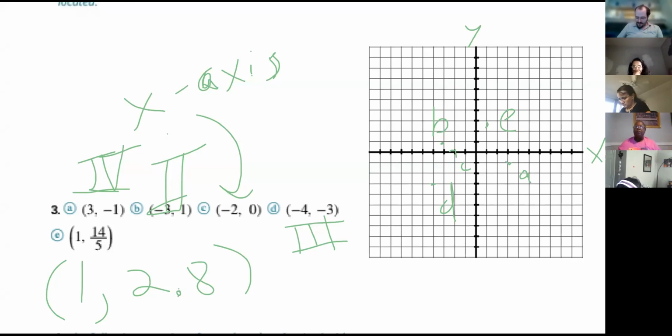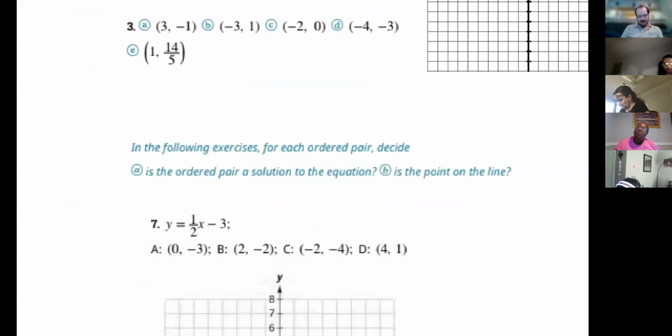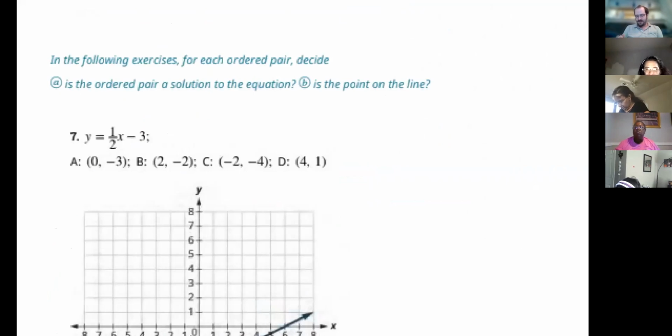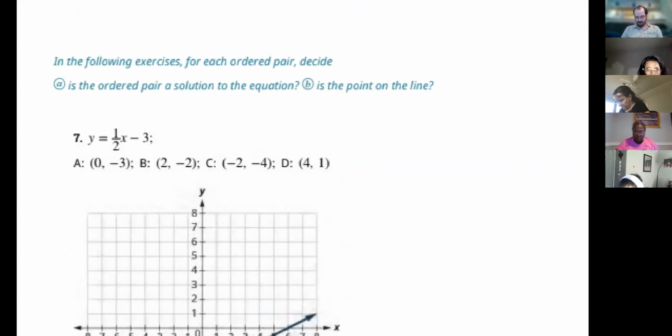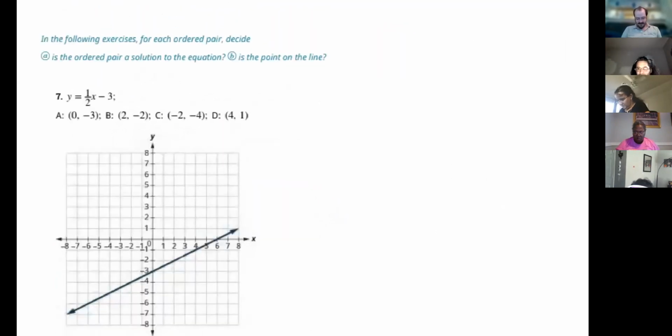Questions about this one before we move on? Okay. All right, what was the next? 7? Yes. Is it a solution to the equation? And then is the point on the line? So there are 2 questions. I think I'll start with probably answering them both.